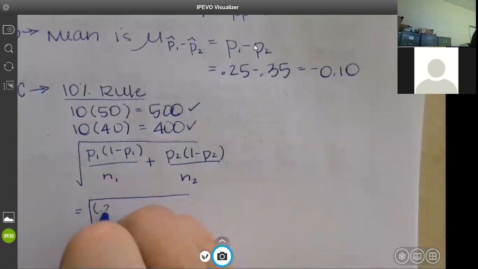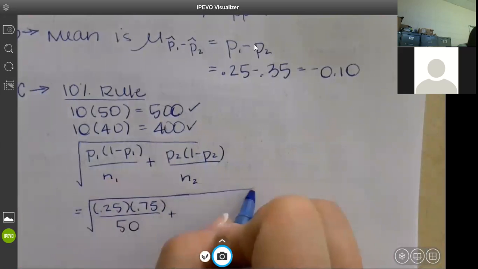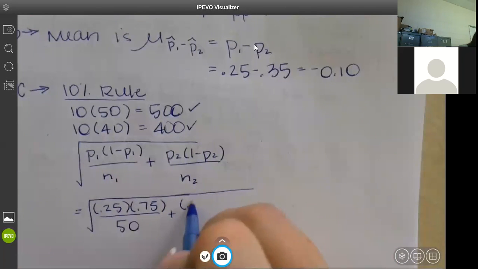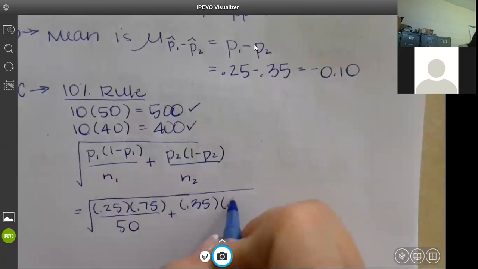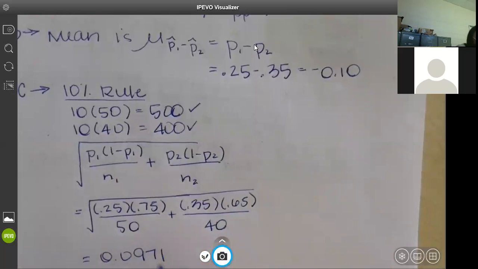P1 was 0.25. So 1 minus would be 0.75. And our first bag had 50. Our second bag was 35%. 1 minus is 65%. And we only took 40 out of that one. When we put it in our calculator, we get this.